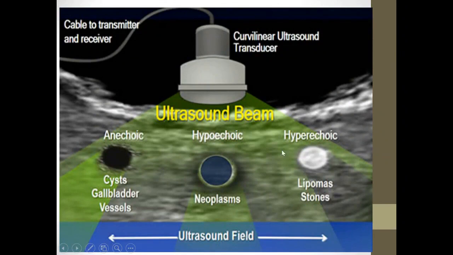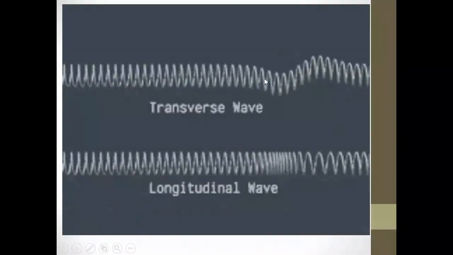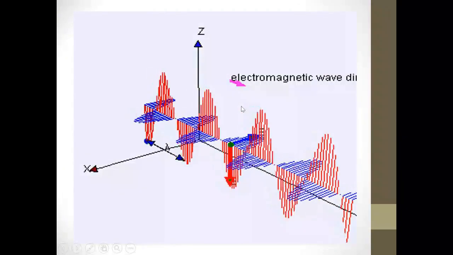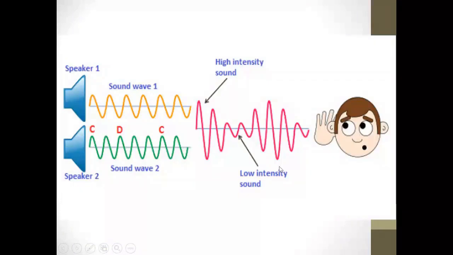We talked about the difference between sound waves and X-rays, highlighting the clear distinctions between them, such as which wave is longitudinal, which is transverse, which requires a medium, and which does not. We also discussed which has a constant velocity and which has a variable velocity depending on the medium, illustrating the difference between transverse and longitudinal waves, as well as electromagnetic waves like X-rays. The presence of an electric field and magnetic field affects the direction of propagation.